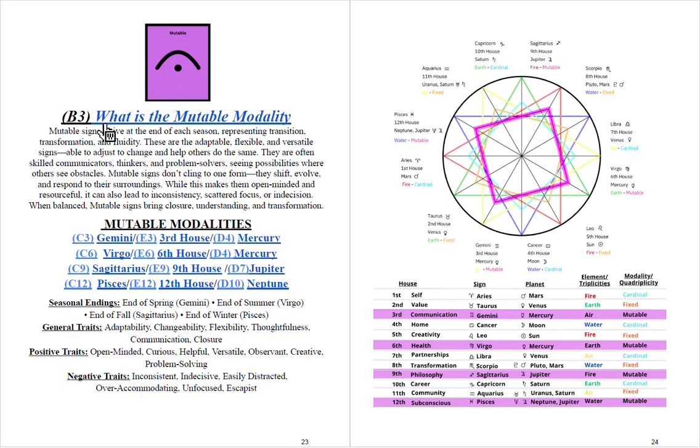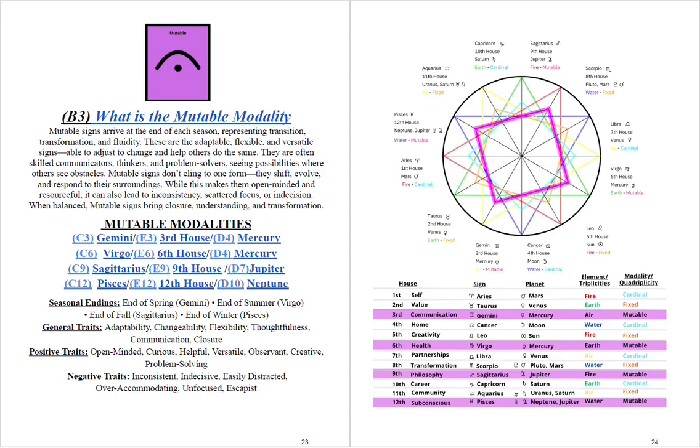In this video we're going to be talking about what is the mutable modality. We're also going to touch on a little bit about what are all the signs, the houses and planets. We're going to see how they all connect on the keyring here, and then we're going to talk a little bit about the keywords. Mutability is the final video in our B series, and it symbolizes closure.